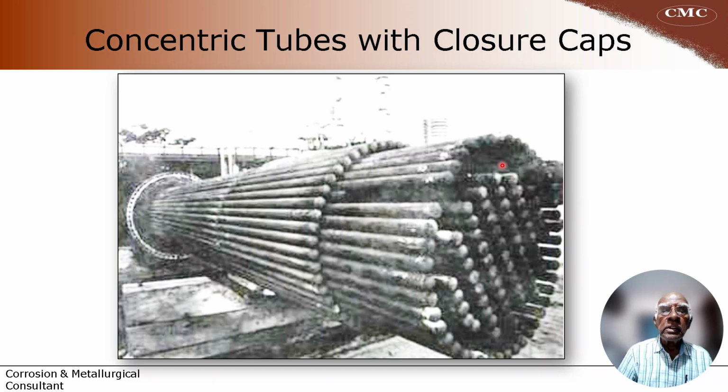And you can see the closure caps as pulled out from the bundle. These are the closure caps here. And what you see is an outer tube, the closure cap, and there is an inner tube. The boiler feed water comes in the inner tube and gets heated up because of the high temperature coming from the distributor. And unfortunately, after a short period of time, the closure caps started giving problems.